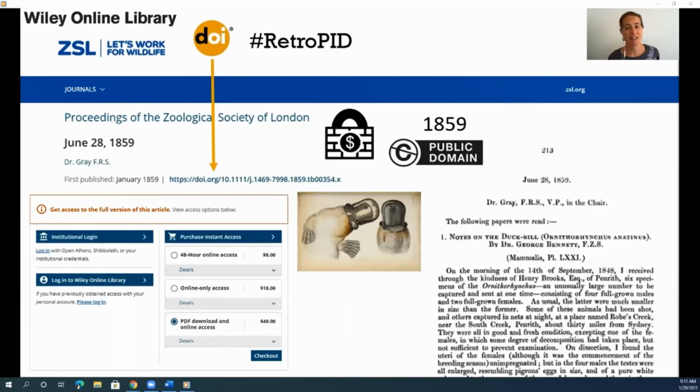It's great that Wiley is retrospectively assigning DOIs to historic articles. However, when I searched for this article, this platypus article on the Wiley website, I had a lot of trouble finding it, and not just because they charge for access.